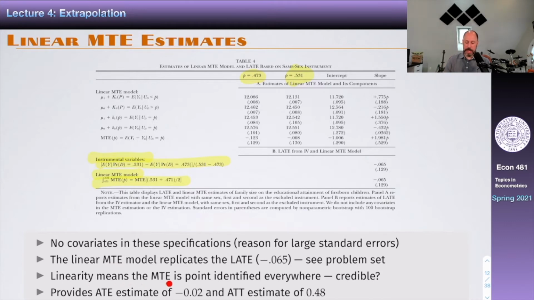Linearity means that the MTE is point identified everywhere, okay? And this is something we discussed. You have two points of support. Now you identify the entire function everywhere. Whether this is credible or not, we're going to discuss in a minute.